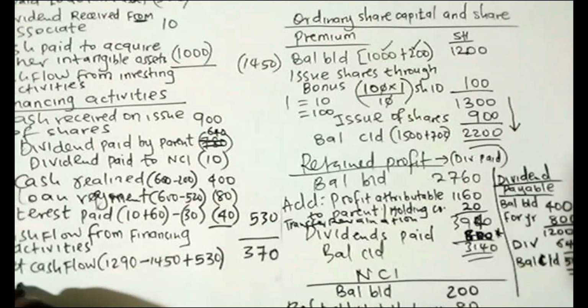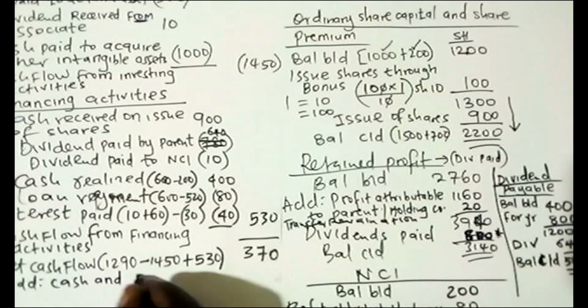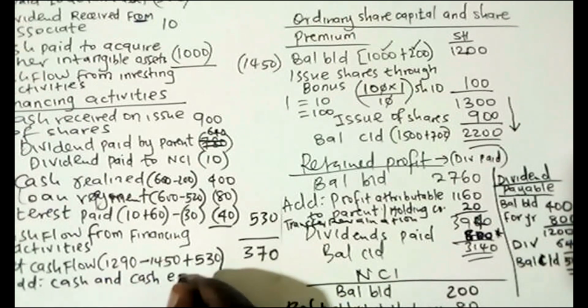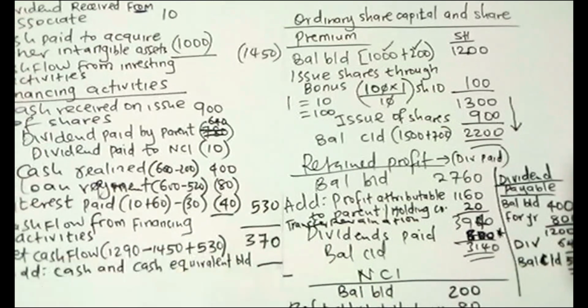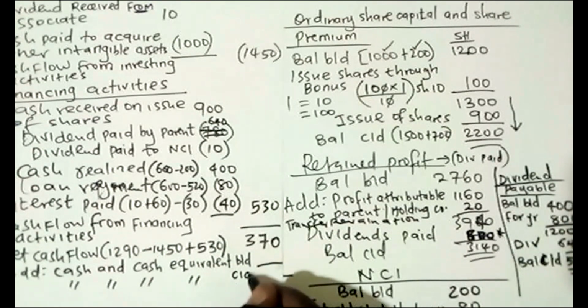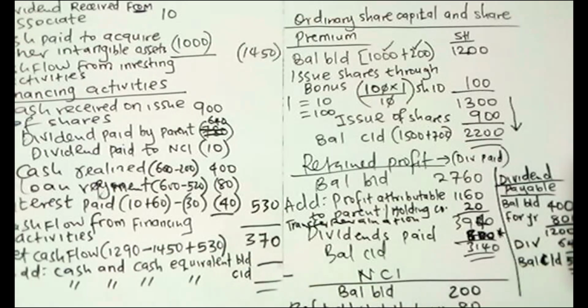Then we add cash and cash equivalent brought down, so that we have cash and cash equivalent carried down. So the balance carried down. Who can mention some of the cash and cash equivalent items?